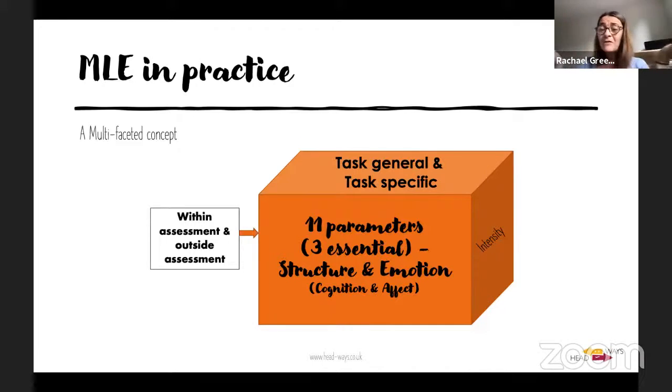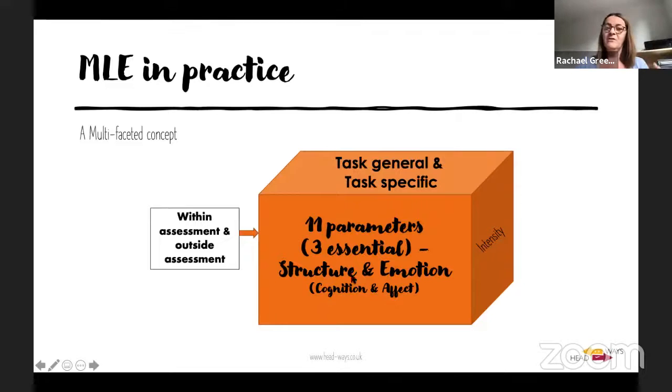And again, if you've ever done any training in CBT, what are you doing in CBT? You're thinking about cognitions and you're thinking about feelings, and it's no different in dynamic assessment. There's huge parallels, in my opinion.